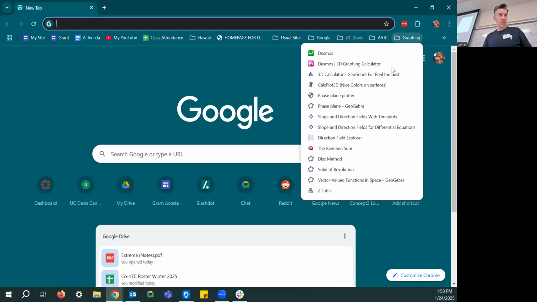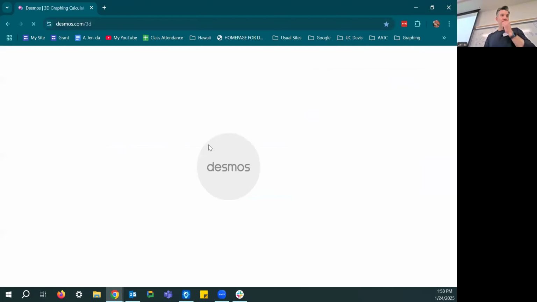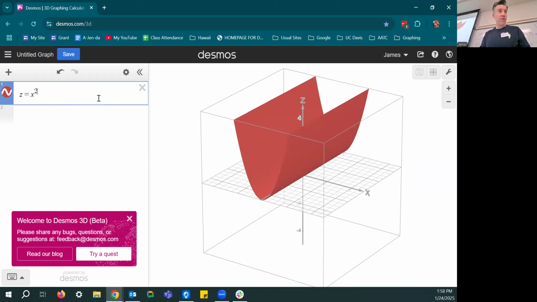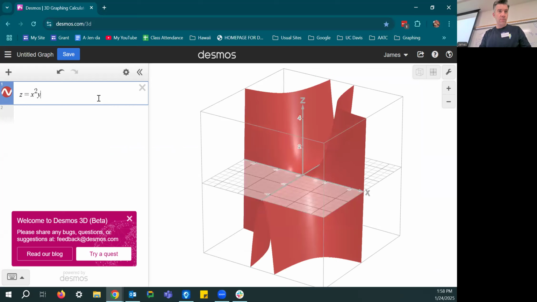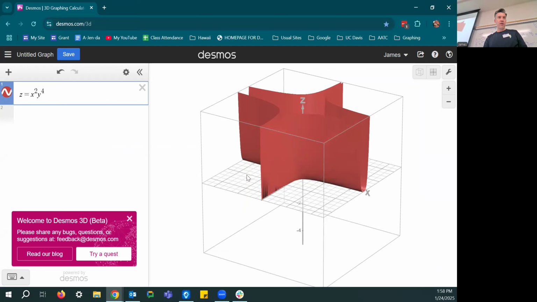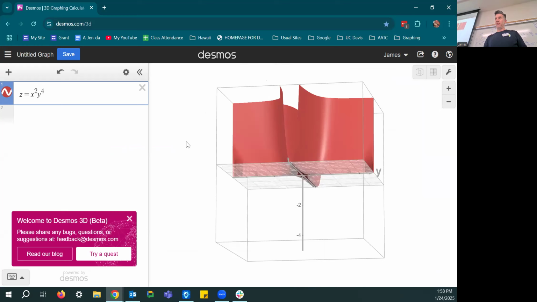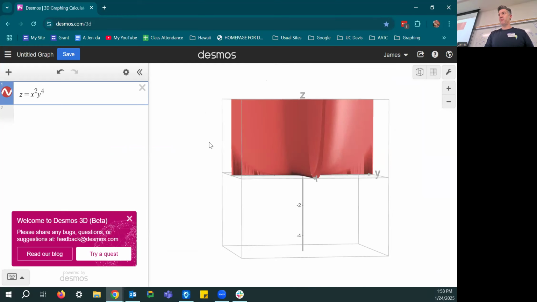So let's see here. This one's kind of cool looking. So let's see if we graph it here. It's z equal to x squared times y to the fourth. And look, every point on the axis is a straight up minimum, and then it just gets bigger and bigger and bigger as you move away from the axes. Kind of cool. I mean, as far as math goes.